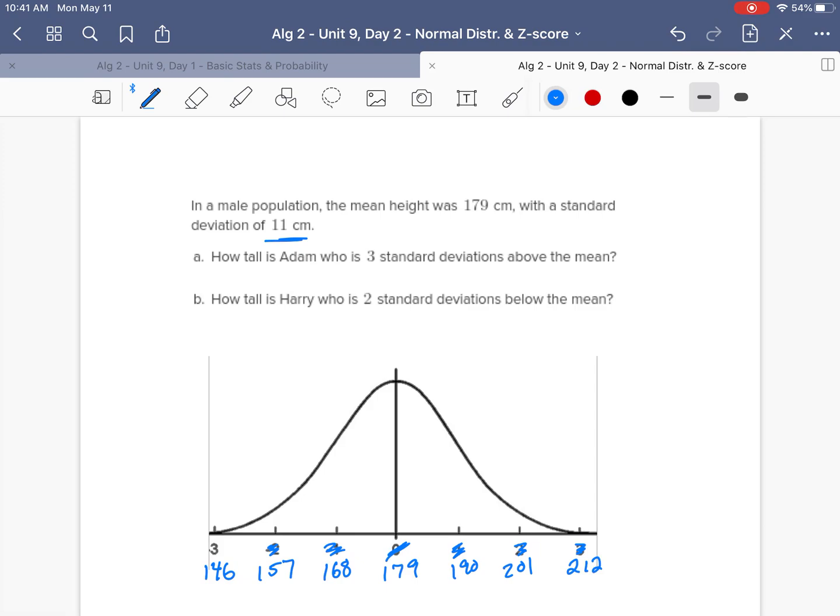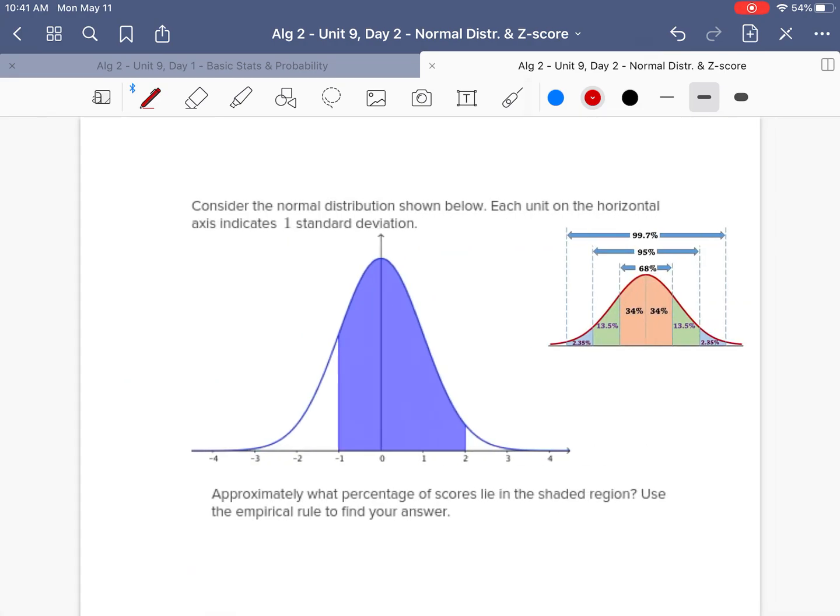All right, so in a male population, question A says, how tall is Adam, who is 3 standard deviations above the mean? So Adam, 1, 2, 3 above, he must be 212 centimeters. Now you can be exactly a standard deviation, but you remember you can also fall in between, so those problems get a little bit harder. But how tall is Harry, who is 2 standard deviations below? So that would put him right here. So 157 centimeters. So today you're just going to do very simple examples here.